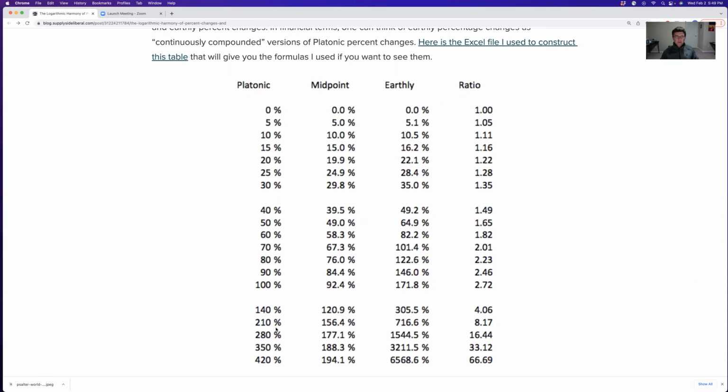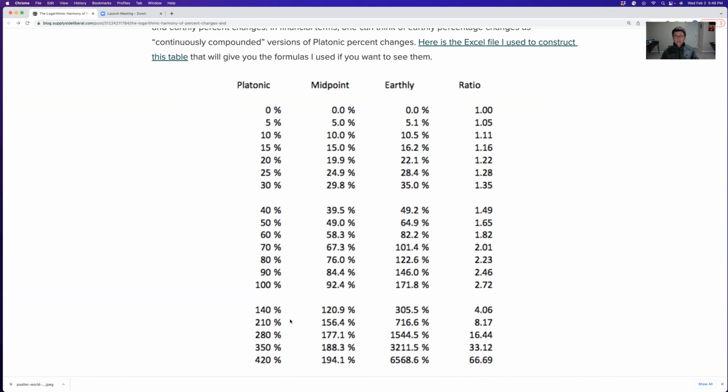So that's one thing you can see. And of course, 140% is like 2 doublings. 2 doublings is multiplying by 4. In earthly percent change, multiplying by 4 is a 300% increase. And you can see the approximation isn't exact, but it's pretty good.